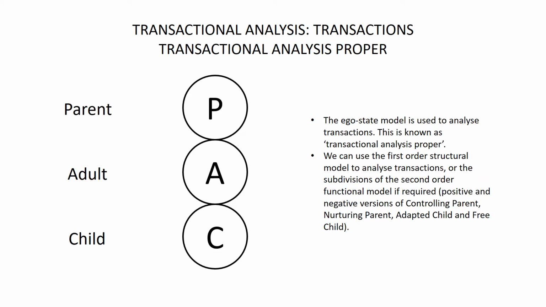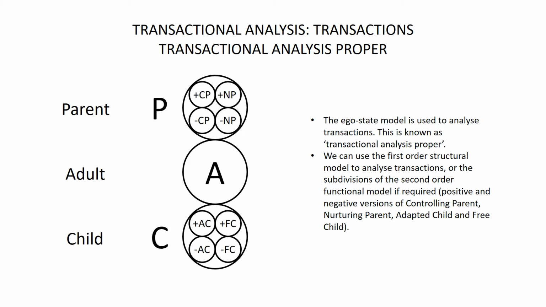Transactions may be analysed by the ego state model of the personality. This is called transactional analysis proper to distinguish it from the wider therapeutic approach. When analysing in this way, we can use the first order structural model ego states, parent, adult and child, or, if we wish to be more precise, we can use the ego state subdivisions from the second order functional model, which contains positive and negative versions of controlling parent, nurturing parent, adapted child, and free child.